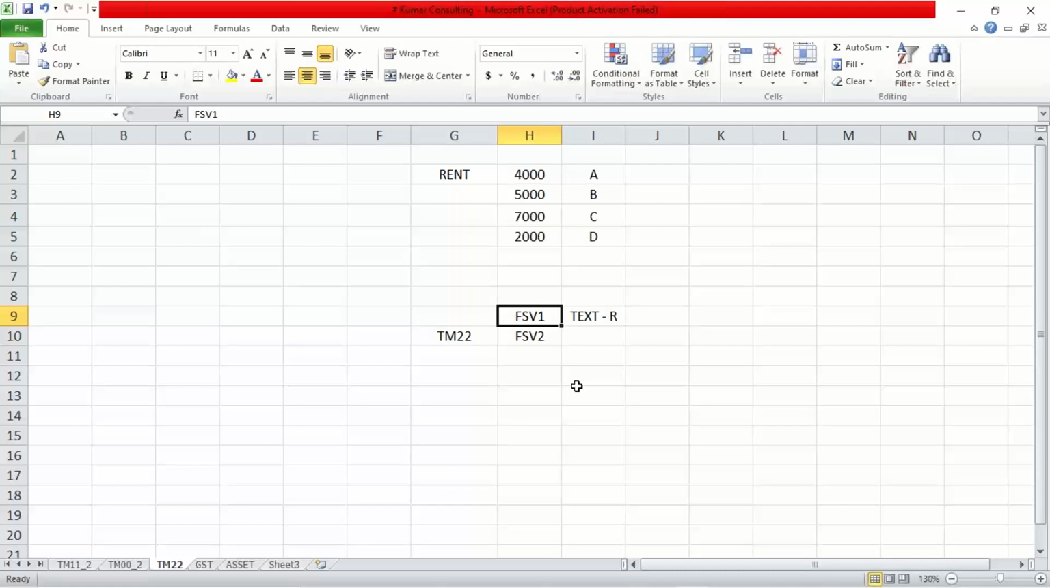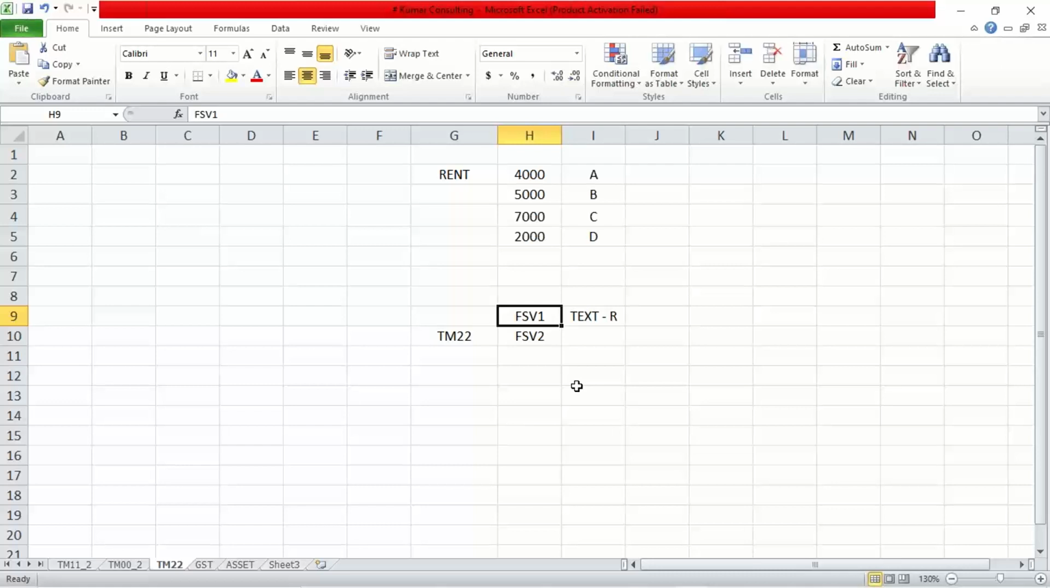So first of all, a field status variant must be created. Second thing is it must be assigned to your company code. And then if you make any changes against that field status variant, that is going to be applicable for this company code. Within the field status variant, we have field status groups.